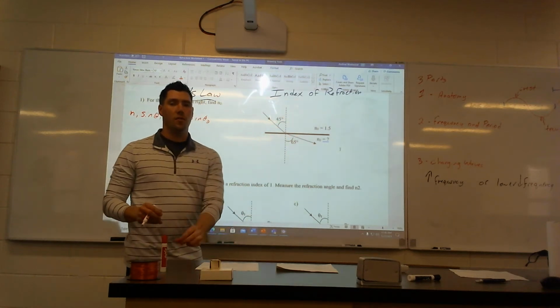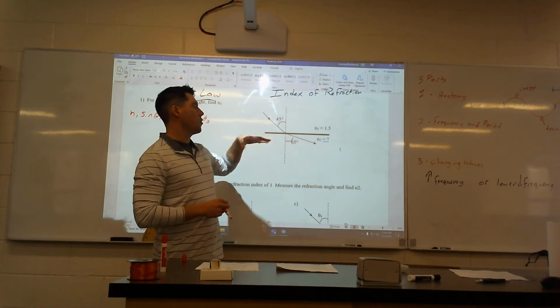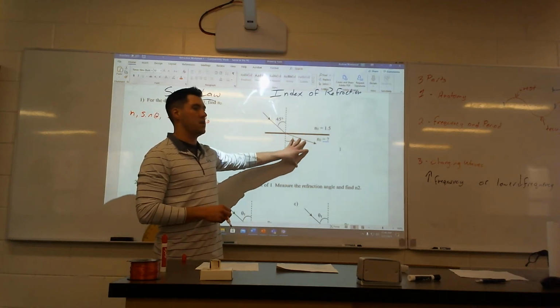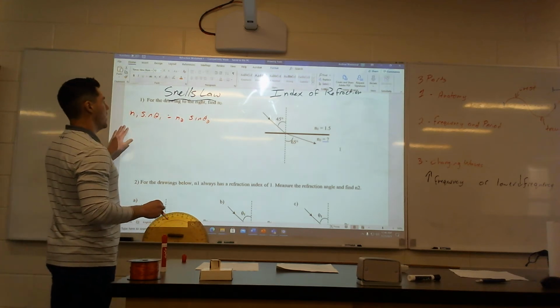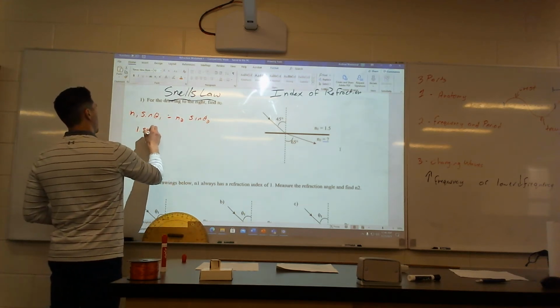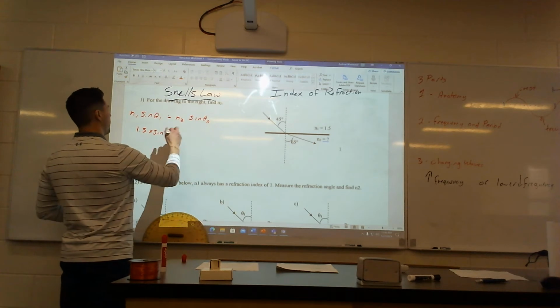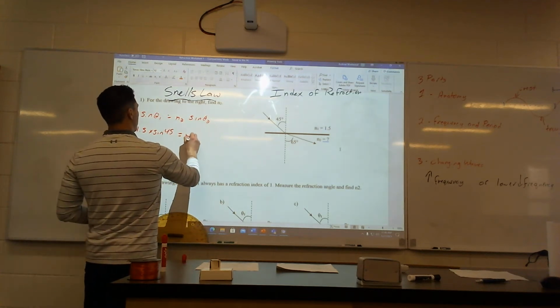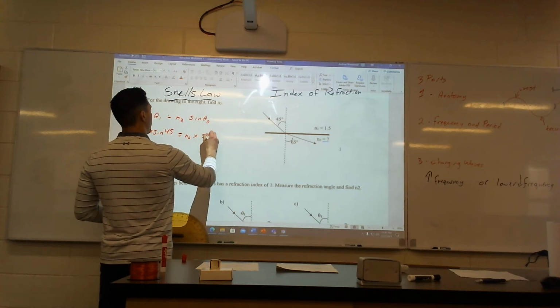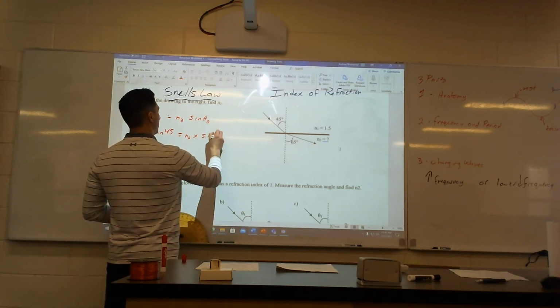How hard is it for the energy or the waves to get through this material right here? That's what I'm looking for in this question, okay? So I have n1, so I have 1.5 times sine of 45 equals, I don't know what N2 is yet, N2 unsure, times sine of 65.